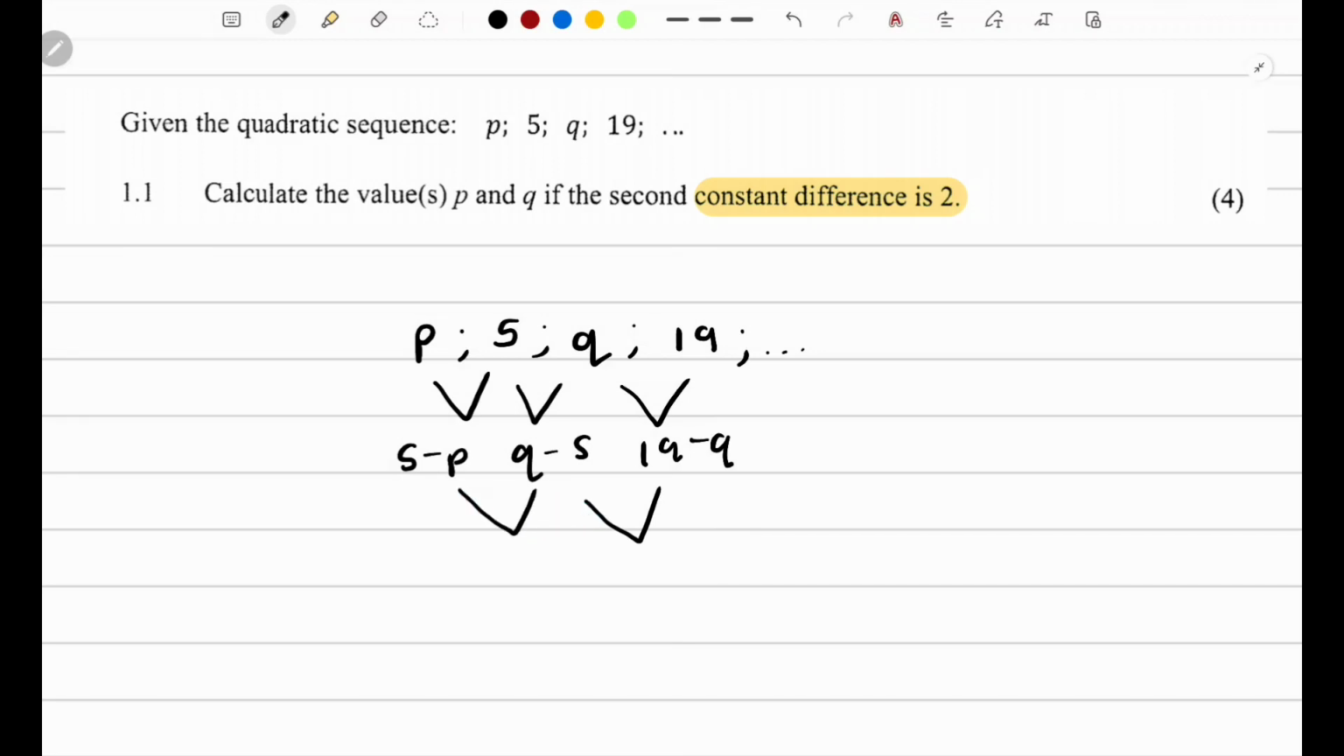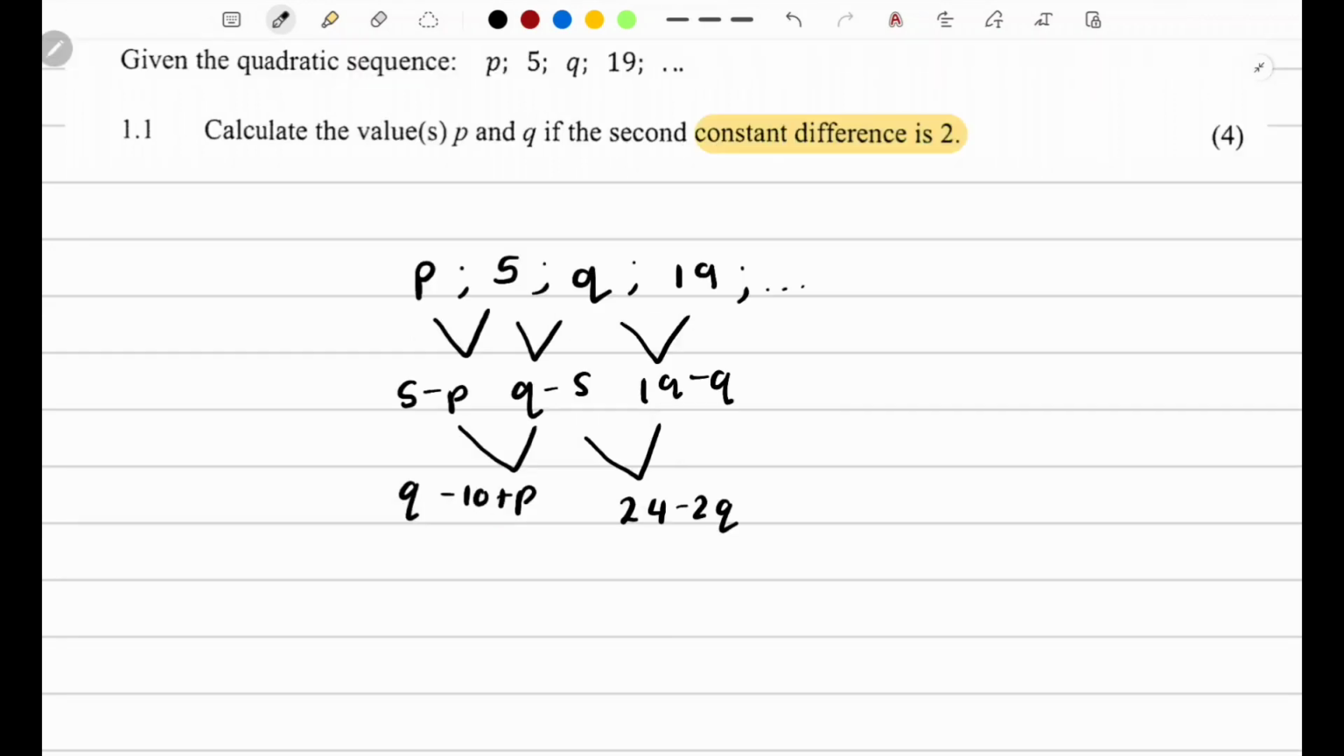And just like I did in that video, which you can also go back and watch, which would lead us to this. And then at this point, because we already know the second constant difference is 2, and this is the row for the second constant difference, we would know that each of these expressions would be equal to 2. But remember, they're constant, so they're also equal to each other.